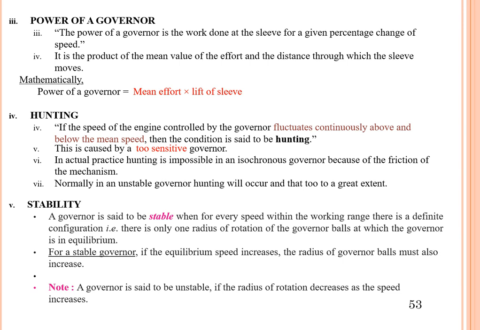Stability: a governor is said to be stable when for every speed within the working range there is a definite configuration, meaning there is only one radius of rotation of the governor balls at which the governor is in equilibrium. For a stable governor, as the equilibrium speed increases, the radius of the governor must also increase. The governor is said to be unstable if the radius of rotation decreases as the speed increases.